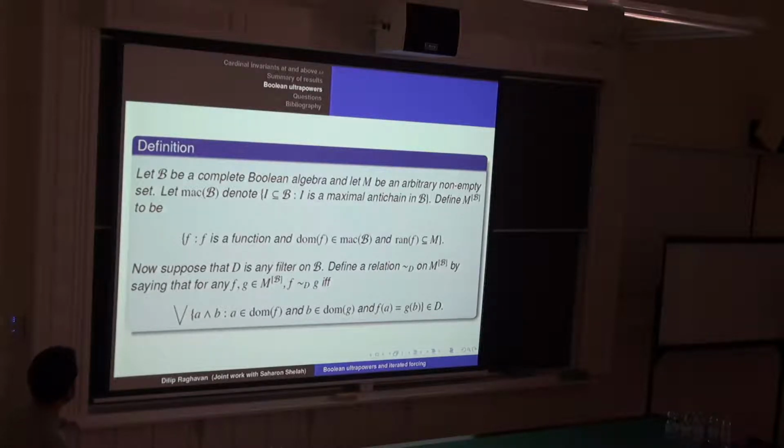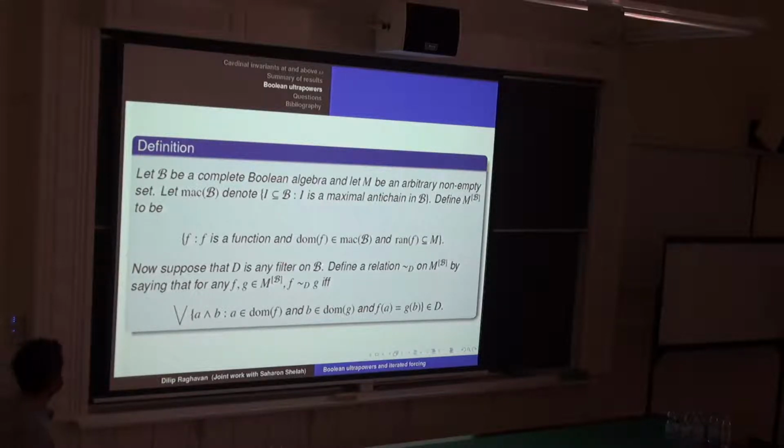Okay, so let B be a complete Boolean algebra and let M be an arbitrary non-empty set. This Mac of B is simply all the maximal antichains in B. And now I define this M of B. M of B is just the collection of all functions whose domain is a maximal antichain and whose range is contained in the given set. So it goes from a maximal antichain into the model. You should think of M as a model. Typically for all our applications, they will be purely relational structures. Our language will be completely relational, so you just have a bunch of relations on M, but for now it's just a set.